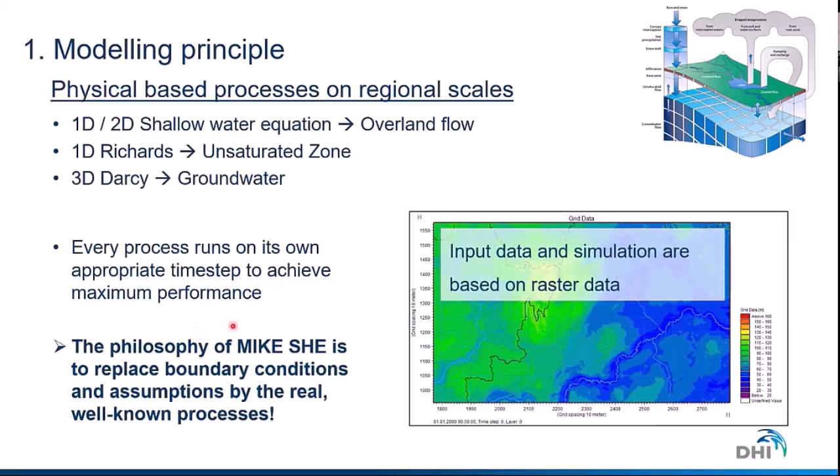And the basic philosophy of MikeSHE, with this fully integrated approach, is to replace boundary conditions like fixed head boundary conditions or recharge or river water levels, and really simulate there the real well-known processes. MikeSHE is based on raster data. That means you can pre-process all your input data within rasters. Normally, a lot of the pre-processing takes place within GIS solutions, QGIS or the Esri platforms, and is then used by the model.